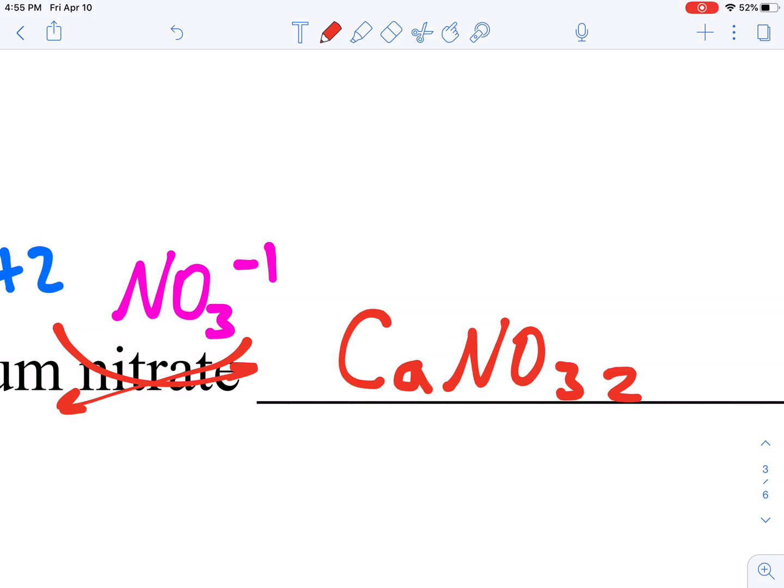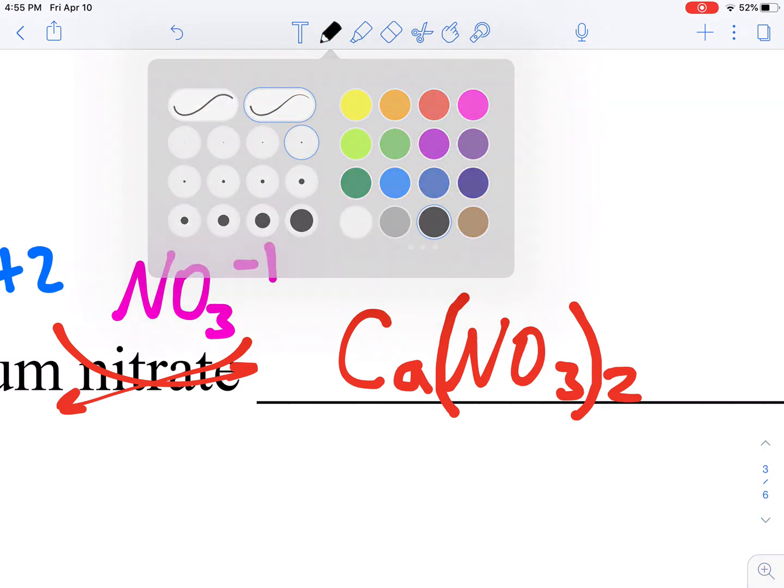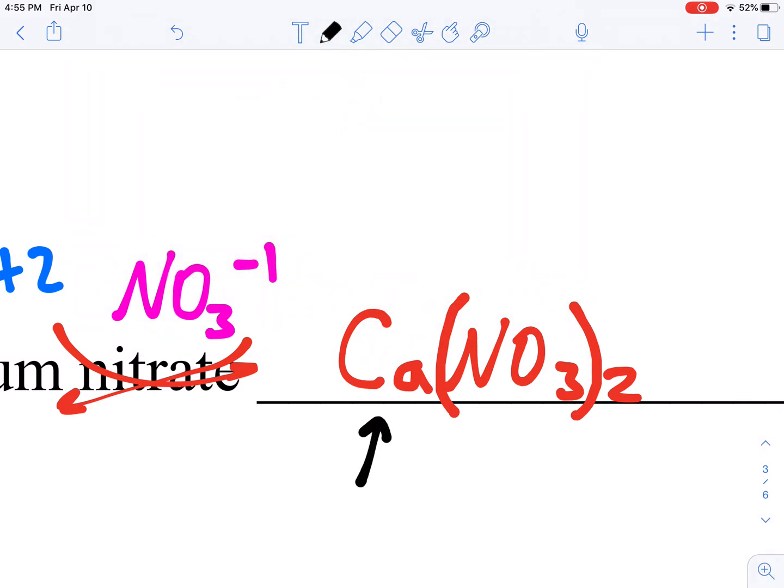Like 32 oxygens. So there's a trick that we use, which is that this NO3 is a single entity. So to keep it as a single entity, we want ultimately 2 of that single entity. So what do we do? We are going to put it in parentheses. And this notation, the way we read this, states that we have 1 calcium, right? There's 1 of those, and we have 2 NO3 groups.